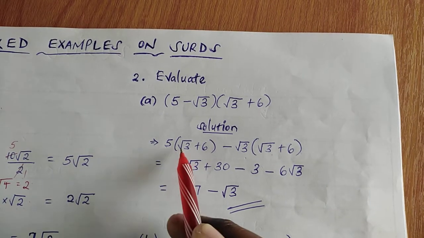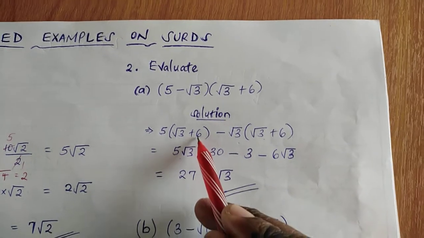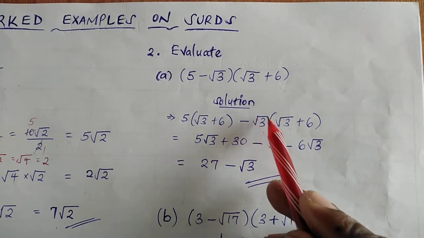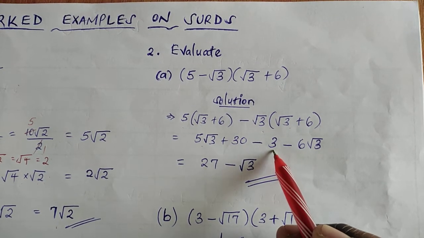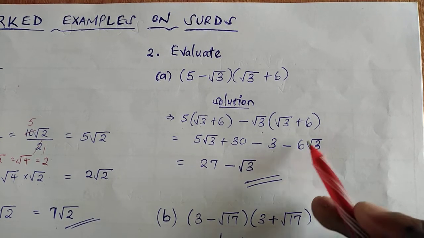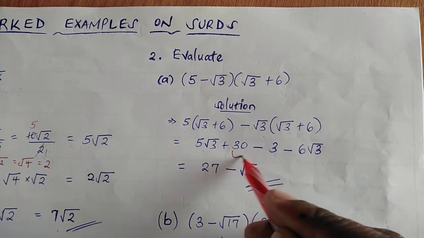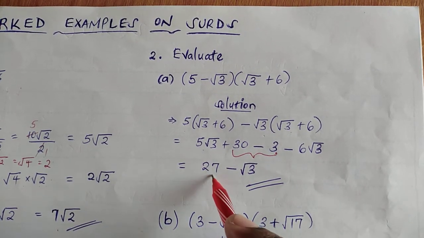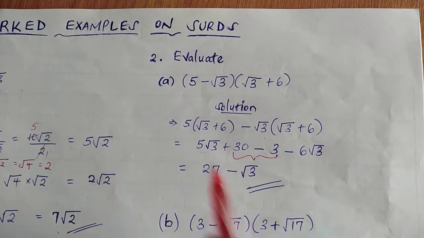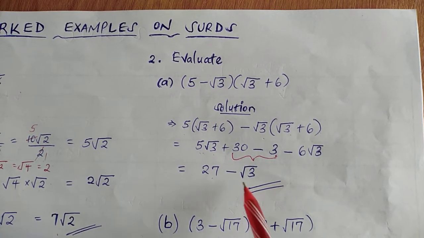So that 5 multiplied by root 3 gives us 5 root 3, then plus 5 multiplied by 6 giving us 30, and then minus root 3 multiplied by root 3 is 3, and then minus root 3 multiplied by 6 gets us minus 6 root 3. So the 30 minus 3 gets us 27, and then 5 root 3 minus 6 root 3 is the same as 5 minus 6. 5 minus 6 is minus 1.